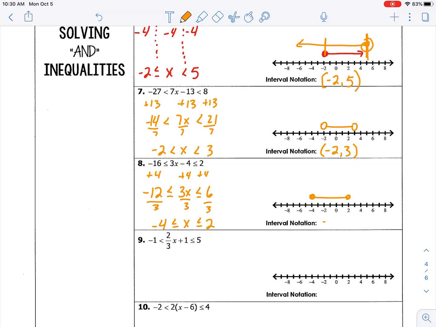So again, my left-hand boundary is a negative 4. It's going to be a bracket because it was filled in. And we've got a 2 over here, so that will fill in that one.